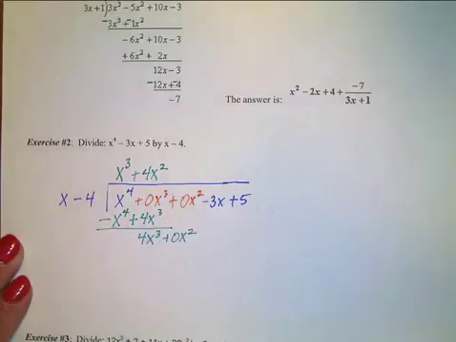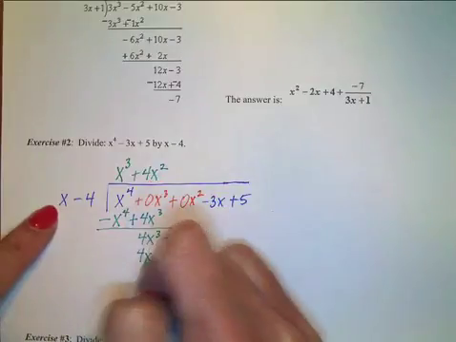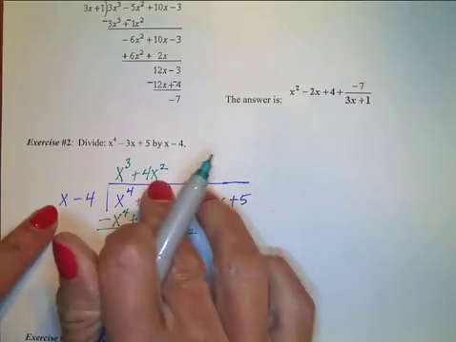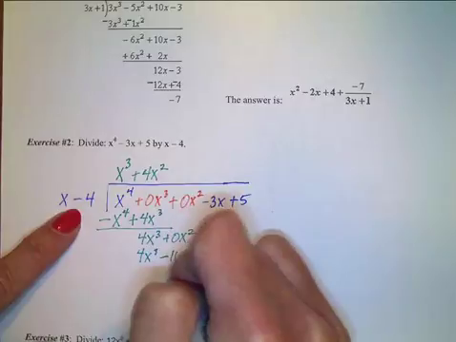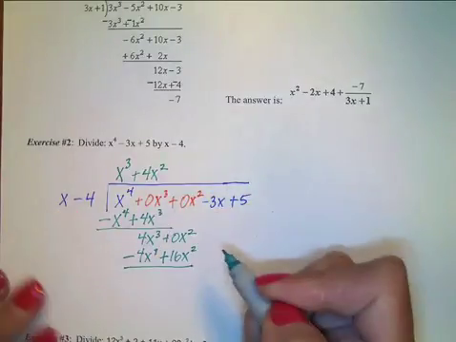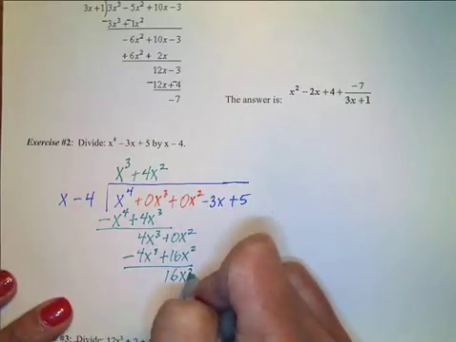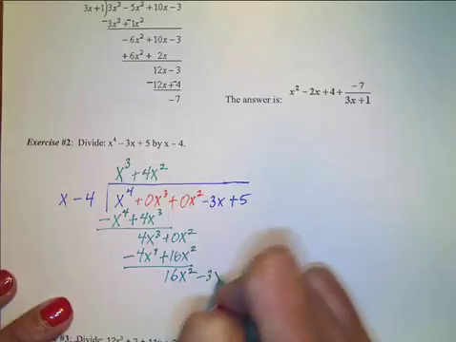Then we're going to multiply. So 4x squared times x is 4x to the third. 4x squared times negative 4 is negative 16x squared. Draw your line, switch your signs because you're subtracting. Those cancel, so we have 16x squared. Bring down your next term.